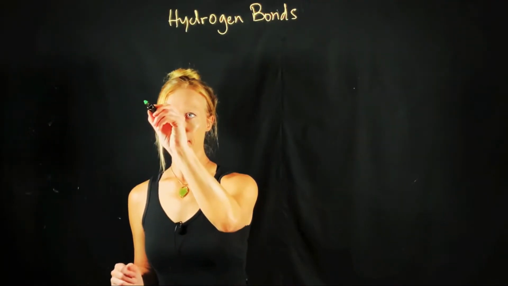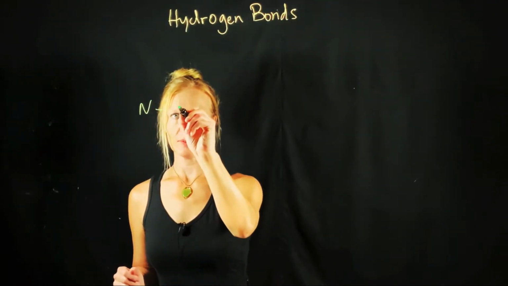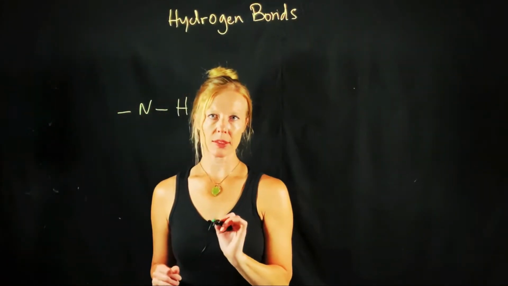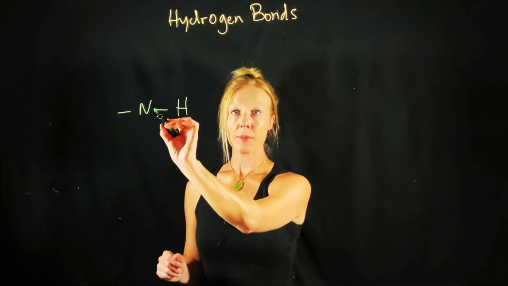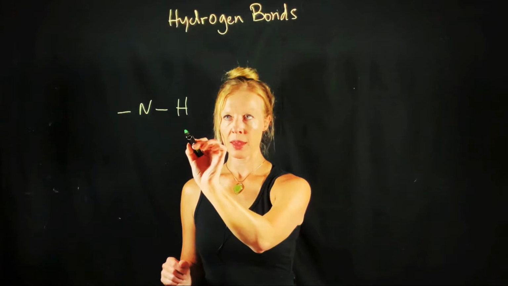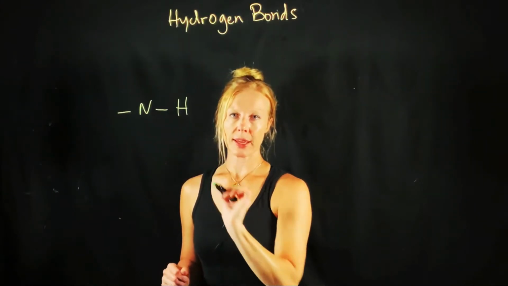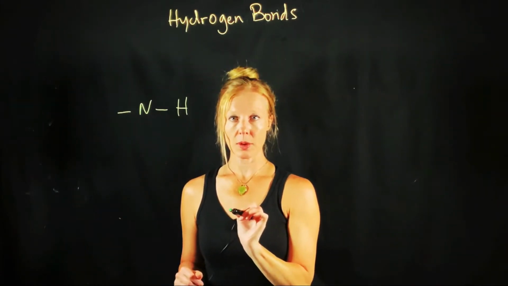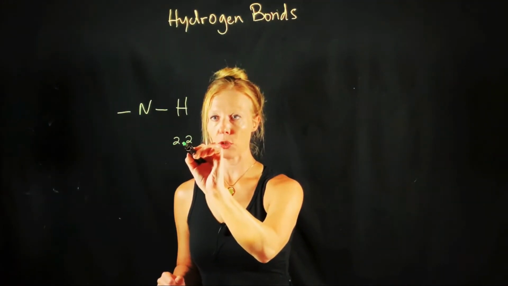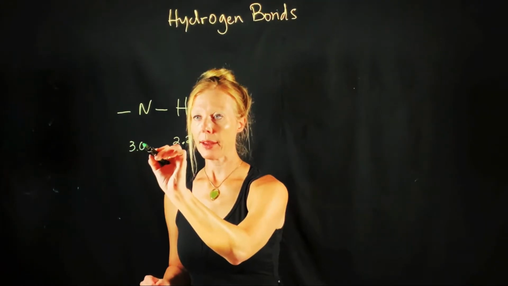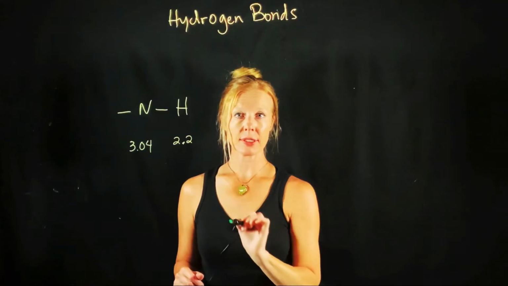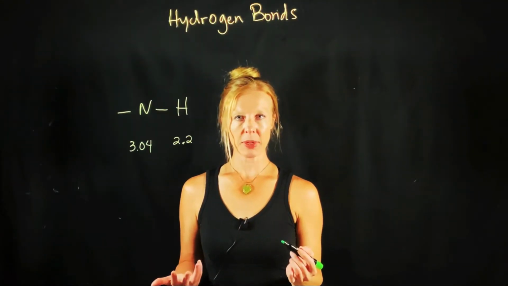So let's say, for example, that we have a bond between nitrogen and hydrogen. Nitrogen is attached to something else right over here, it doesn't matter. But we have a nitrogen atom with a single covalent bond to a hydrogen atom, and there is a difference in electronegativity between these two. Hydrogen has an electronegativity of 2.2 and nitrogen about 3.4. And so if we look at the difference between them, it's a relatively big difference.